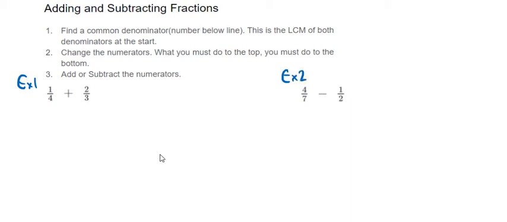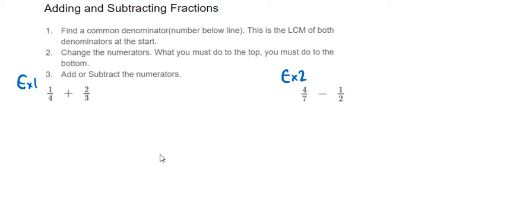So first thing we're going to do, we're going to find a common denominator. That's the number below the line. This is the LCM of both denominators at the start. Then we're going to change the numerators. What you do to the top you must do to the bottom. And then we're going to add or subtract the numerators. So first thing I'm going to do is find a common denominator as well.